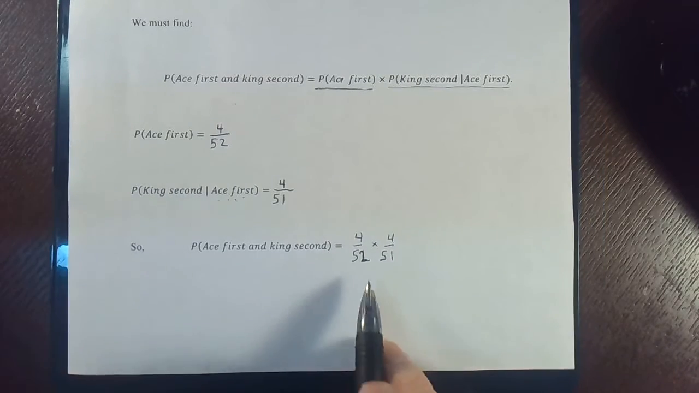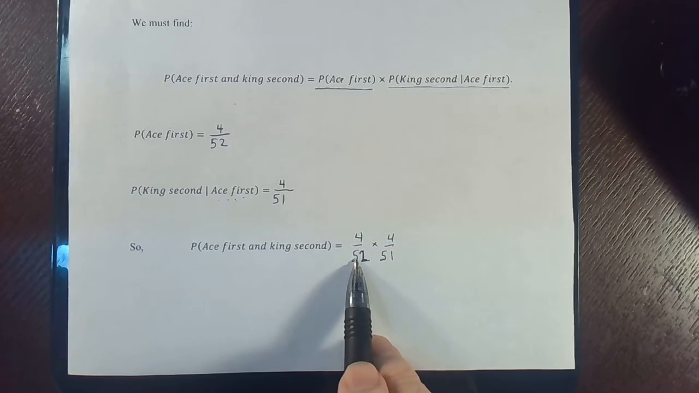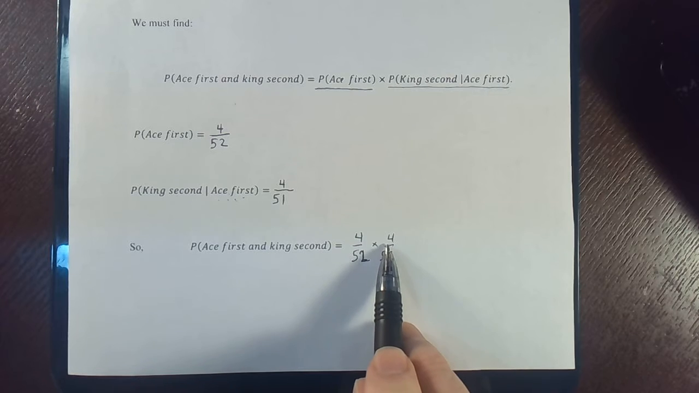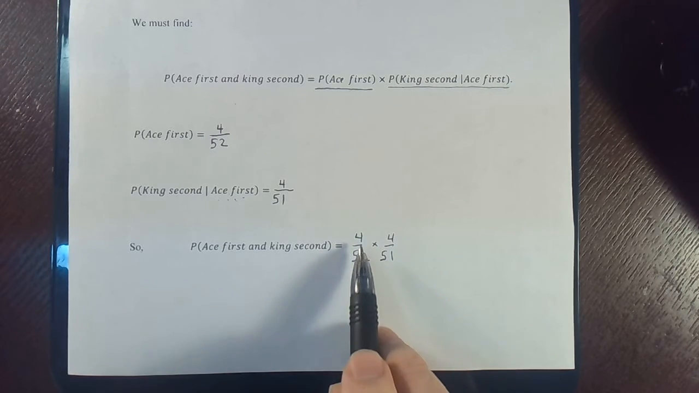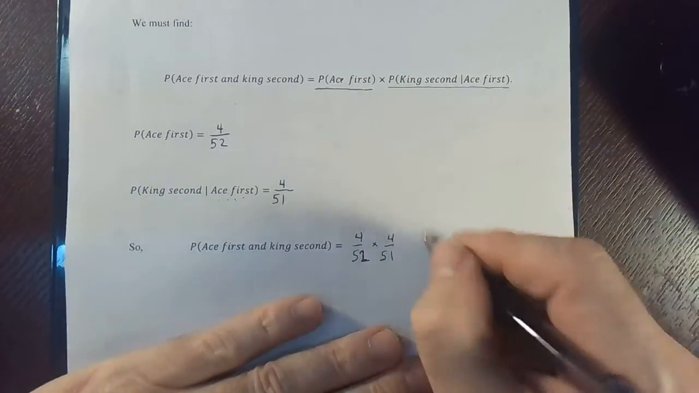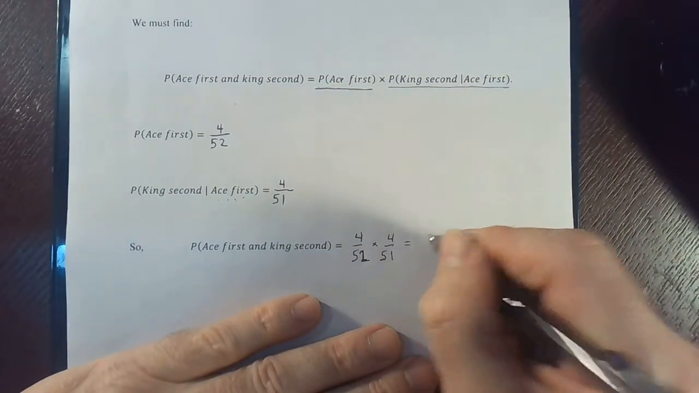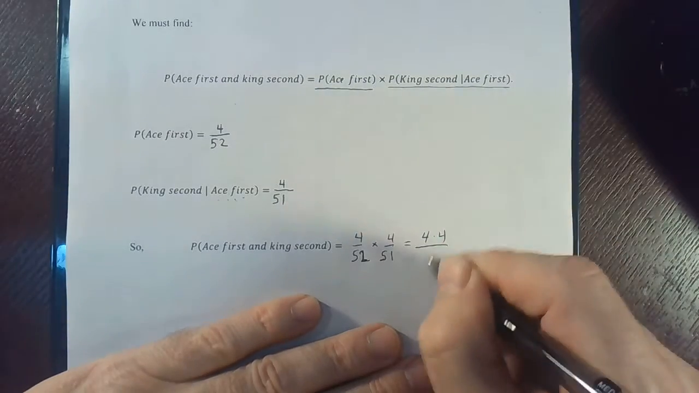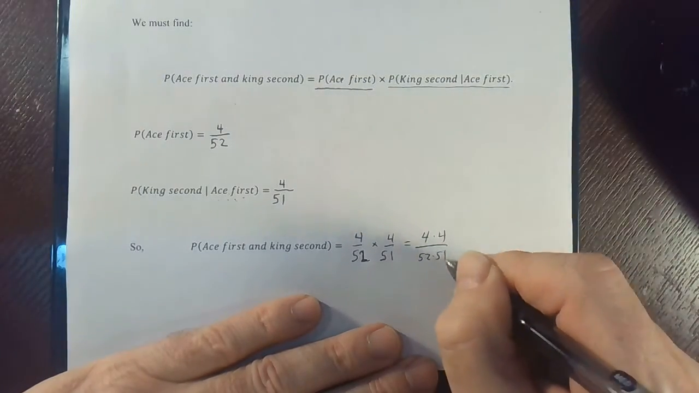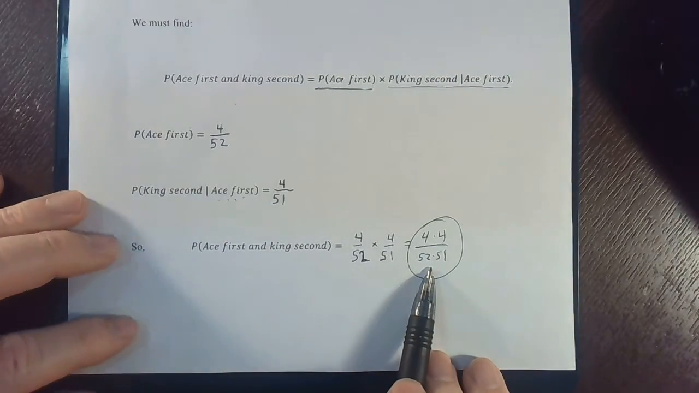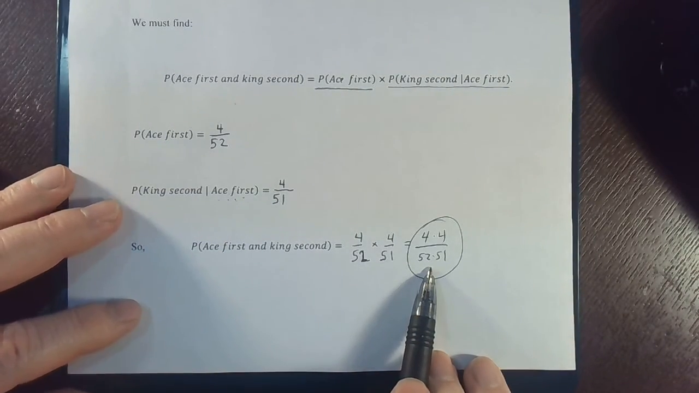So once again, the probability of drawing an ace for the first card is 4 over 52. Now that ace is no longer available, so there are only 51 cards left, but there are still 4 kings left. So 4 over 52 times 4 over 51. You could write that as a single fraction if you wanted to, 4 times 4 over 52 times 51. On the exam, you don't even need to simplify that unless it says to simplify or write it as a decimal.